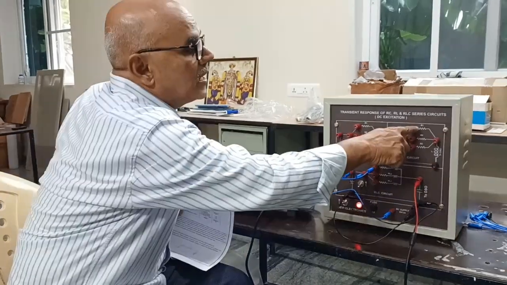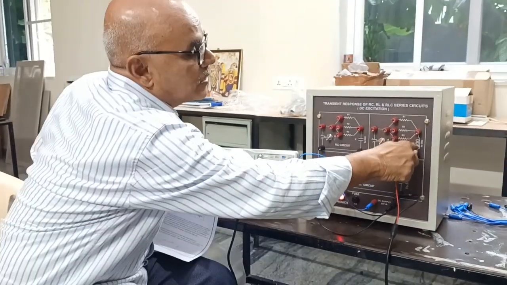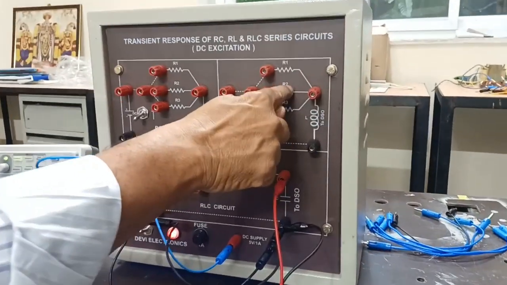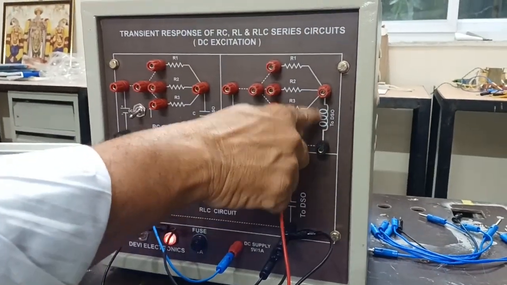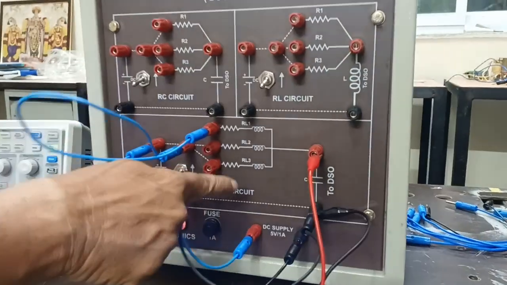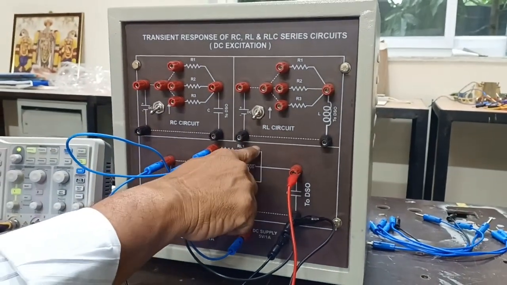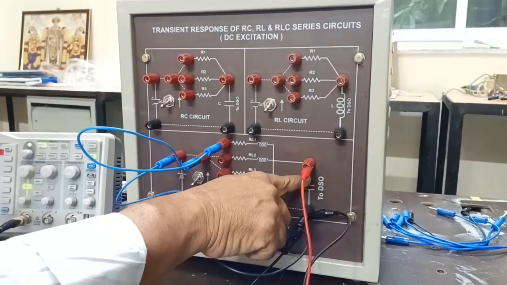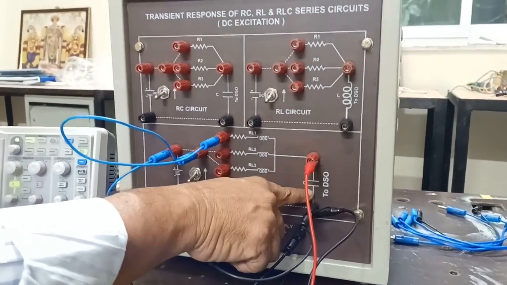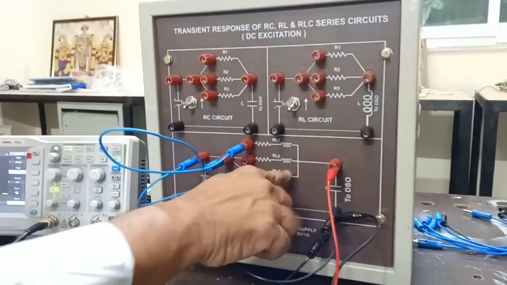In RL we have taken R1 in combination with L. Later on we can do it with R2 and R3 to get different values. Now we will move over to the RLC circuit. In this case, R and L are fixed, and here you have a C of 1000 microfarad again. These R and L values are given in our manual.